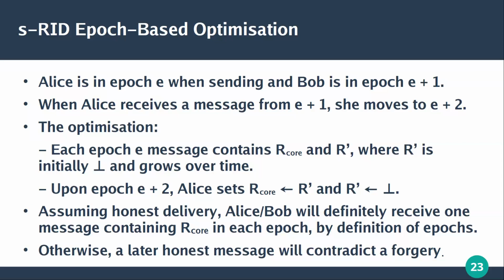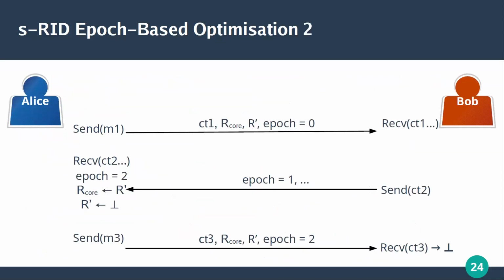Basically we show that if you assume honest delivery, then because you only advance epochs every time you receive something from the next epoch, you'll always know the full state of the received messages. And then we show in the paper that otherwise the forgery is going to be detected. So here's a quick visual indication of this. Alice is sending some R core and R prime set. That R prime set may be growing. Then when Alice receives a response from Bob, Alice will then refresh the set.